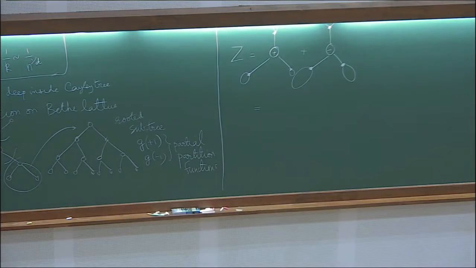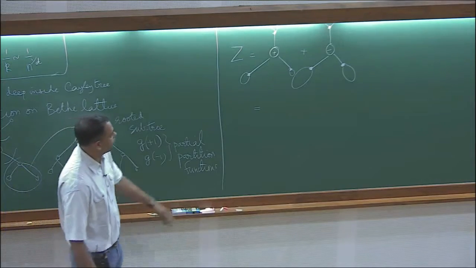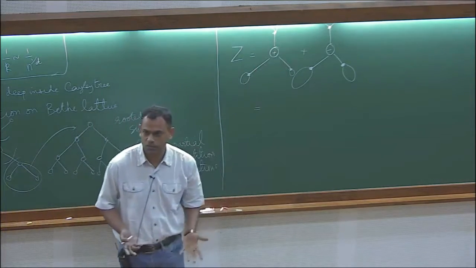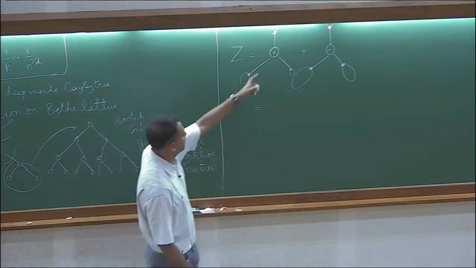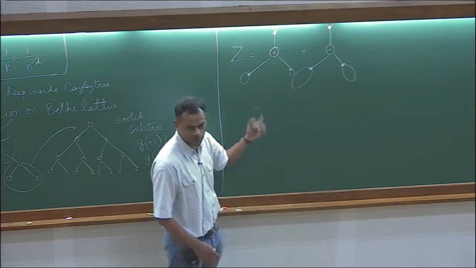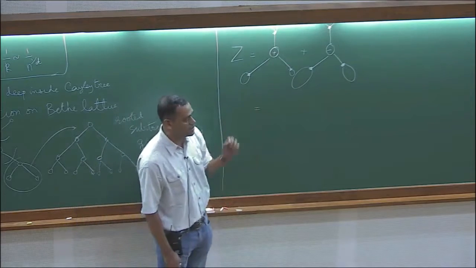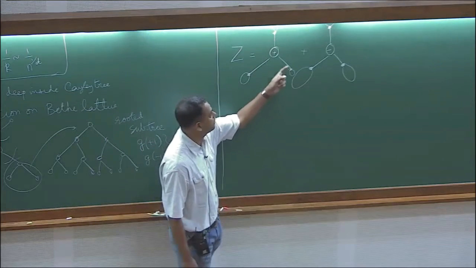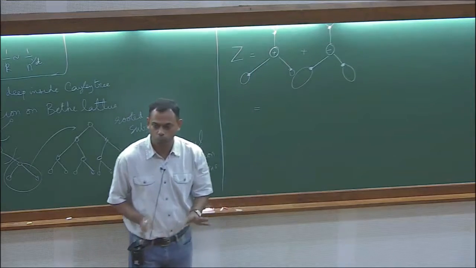Does anybody have, given g plus and g minus, any suggestions how to write z? Yeah, so all you have to do, as we pointed out, is to sum over all possible configurations of the root site variable, which could be plus or minus. It could be plus or minus here, but they're all independent. That's a key simplification of the Bethe lattice. What happens in this subtree does not affect what happens in that subtree because there are no loops.